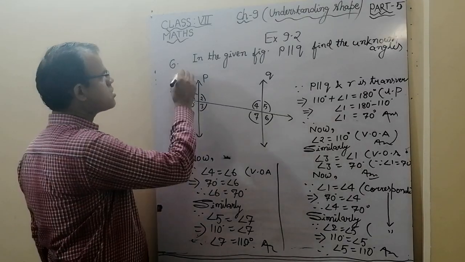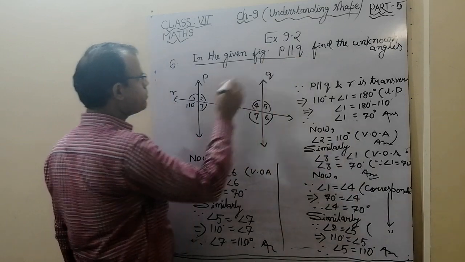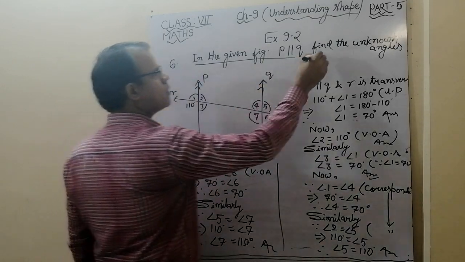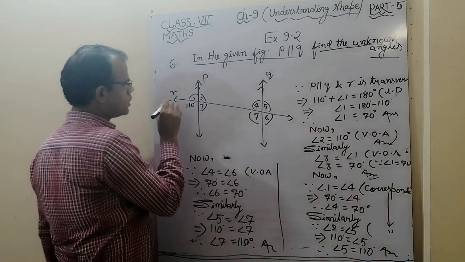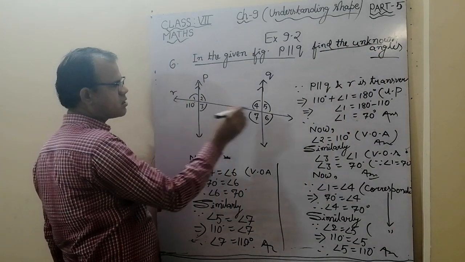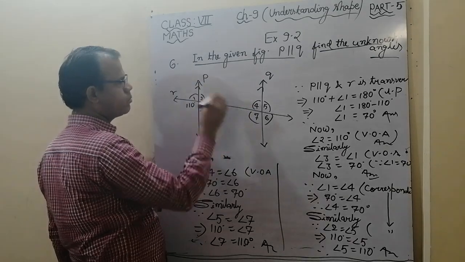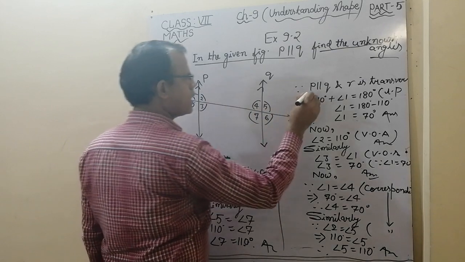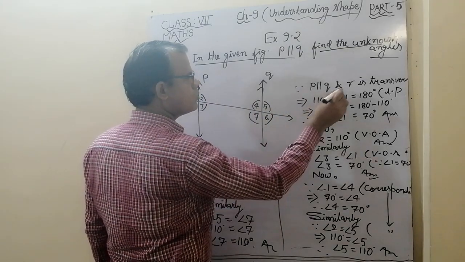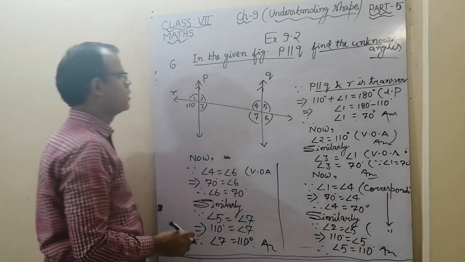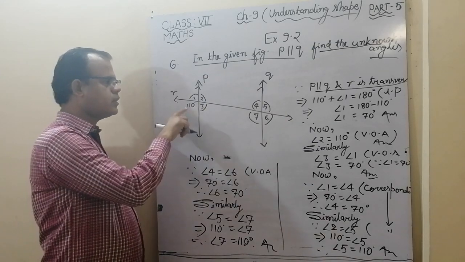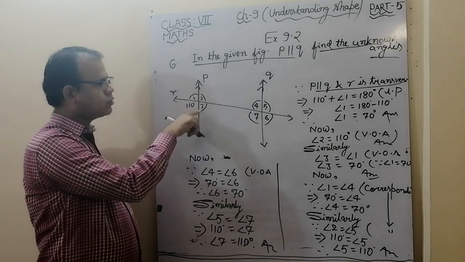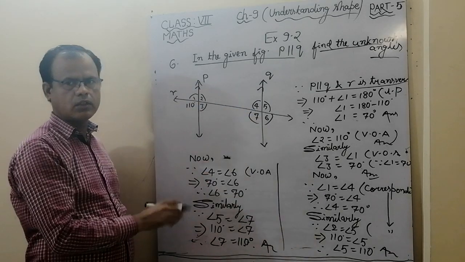Yes student, question 6. In the given figure, P is parallel to Q, this line is parallel to this line, and we have to find the unknown angles. So look here, this line intersects both lines P and Q. So let this line be R, so we write here P parallel Q and R is transversal. Now only one angle is given, that is 110 degrees, and we have to find out angles 1, 2, 3, 4, 5, 6, 7.